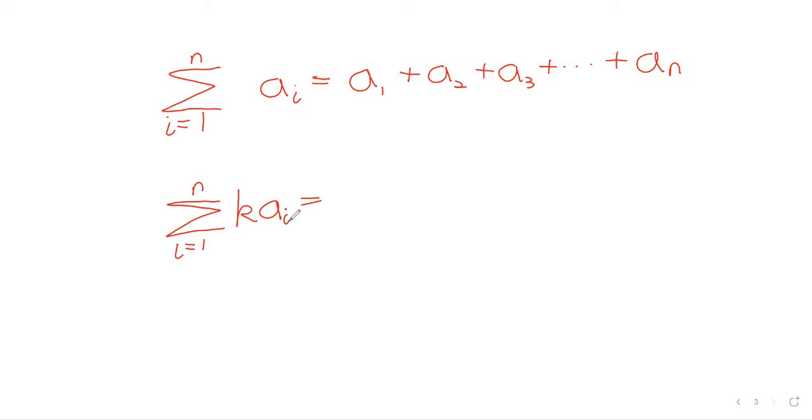But anyway, suppose you have a constant in this sum. So you have this a sub i term, but it's being multiplied by this constant k. Then that constant can be pulled out of the summation. And it might look like we're doing something fancy here, but we really aren't. We're just using elementary properties of addition that we've all known since we were small.